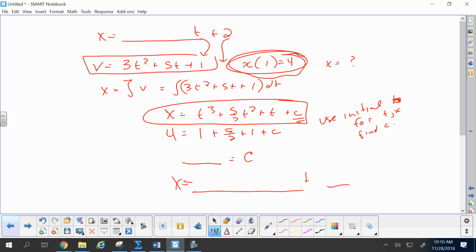Question. Yes, exactly. After you find that C, which is a number, your final answer will be t cubed plus 5 halves t squared plus t plus whatever you found. Your final answer is x as a function of time. What is x as a function of time, and what was the C? Okay?